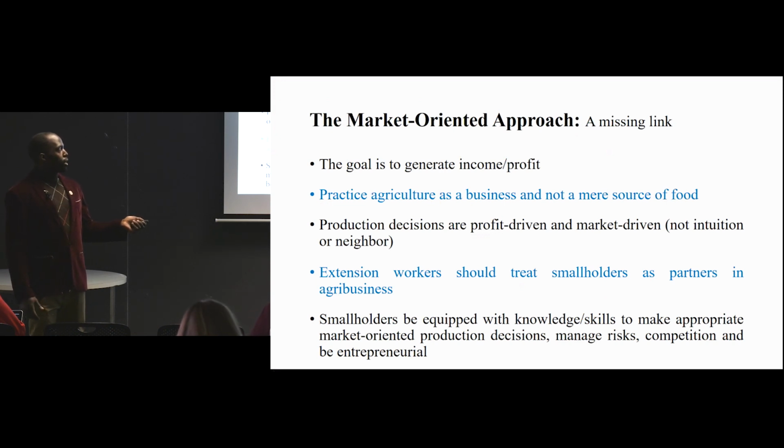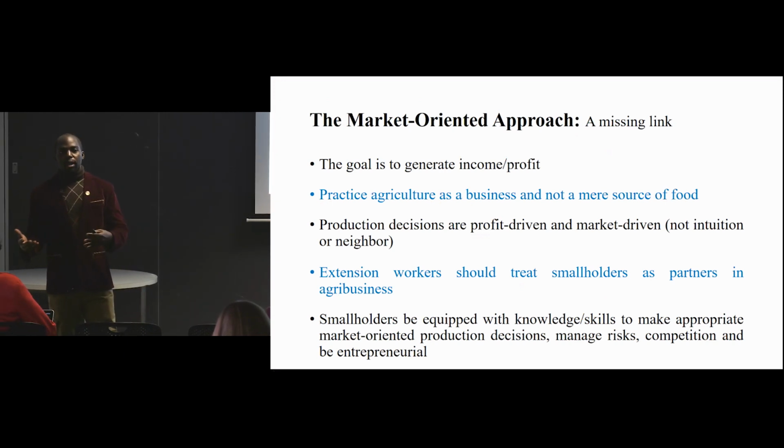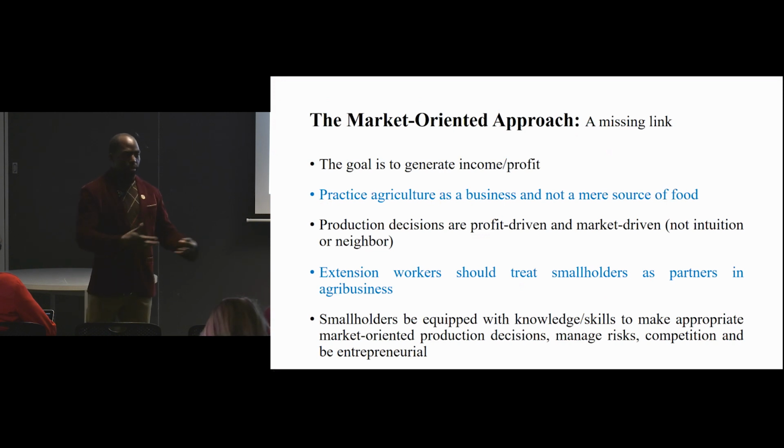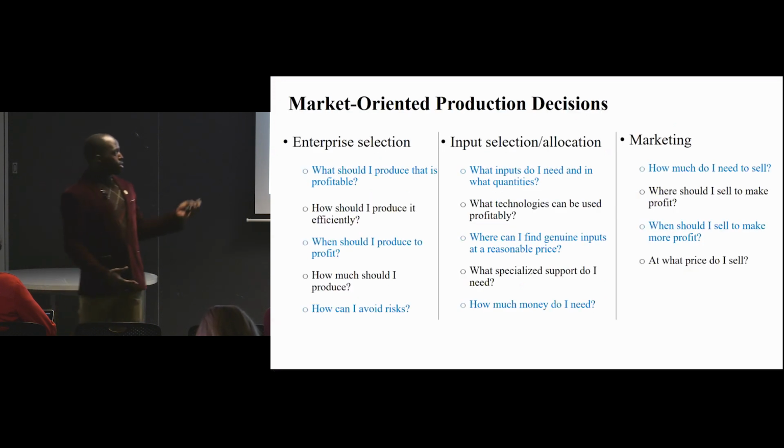Market decisions should be driven by profit and by market, and not by my neighbor is doing this, or I dreamt about this, intuition. So extension workers should take smallholder farmers as partners in agribusiness. They should work with them as partners in agribusiness, and they should enforce this, that you're partners in agribusiness. Please make good decisions that help you to benefit. Decisions relating to enterprise selection, decisions relating to input and resource allocation, and decisions relating to marketing. So this whole idea of a market-oriented approach is just about making decisions from the word go.